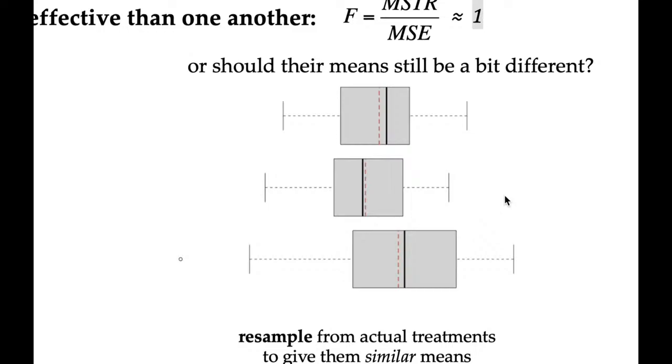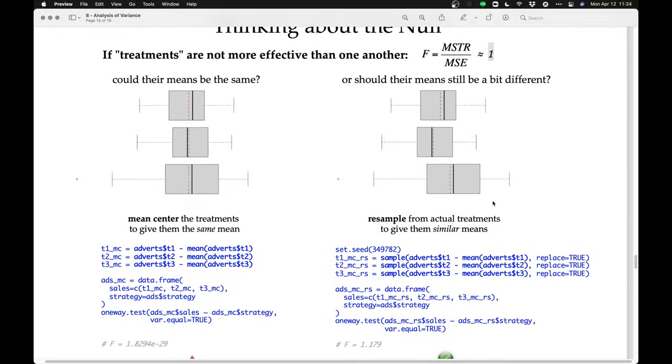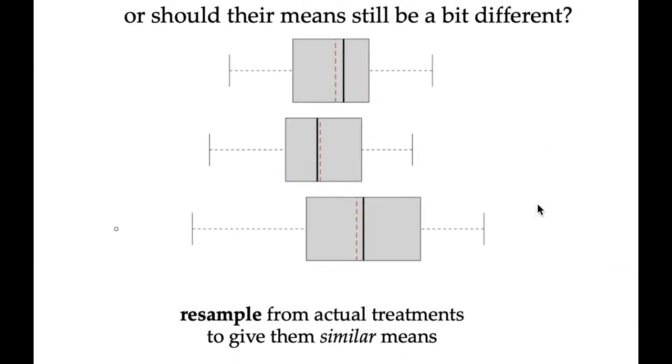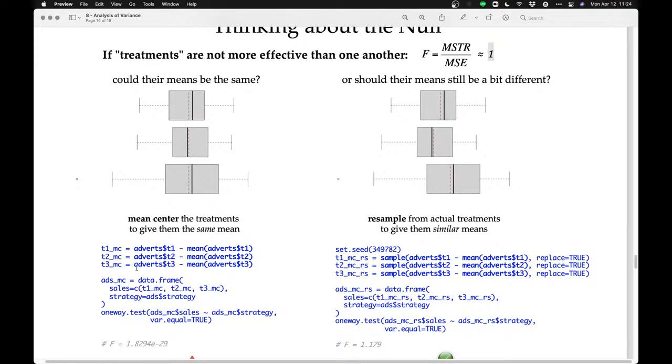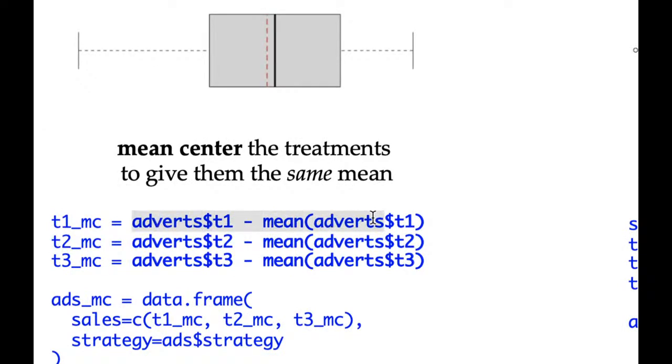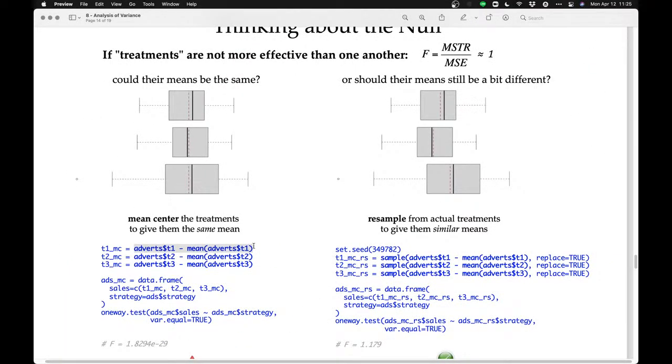There should be error in our data, and that not only affects how far each data point is from its own mean within a treatment, it also affects how the means are different. That same error variance affects the means as well, and they will be a little bit different. To simulate what the world should look like if the treatments had no effect and were producing similar results, I cannot simply subtract everything from its mean to give it a perfect mean centering.